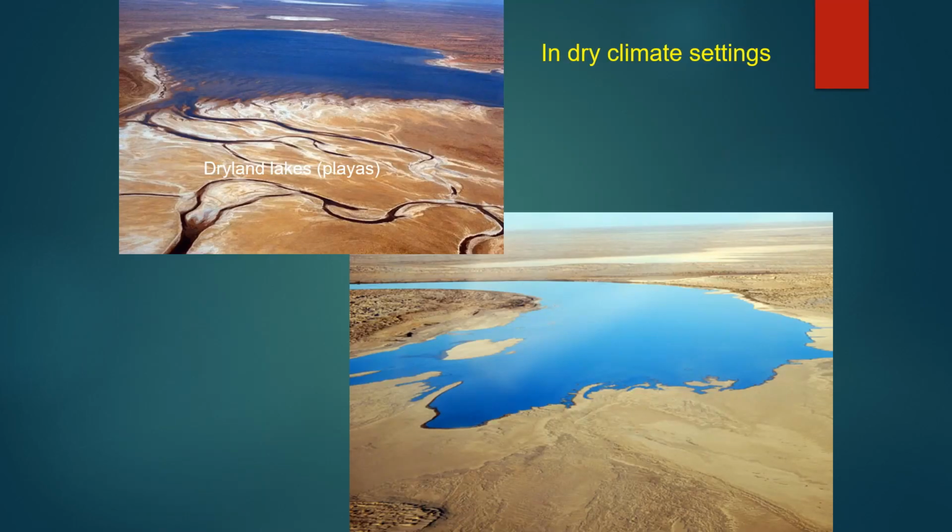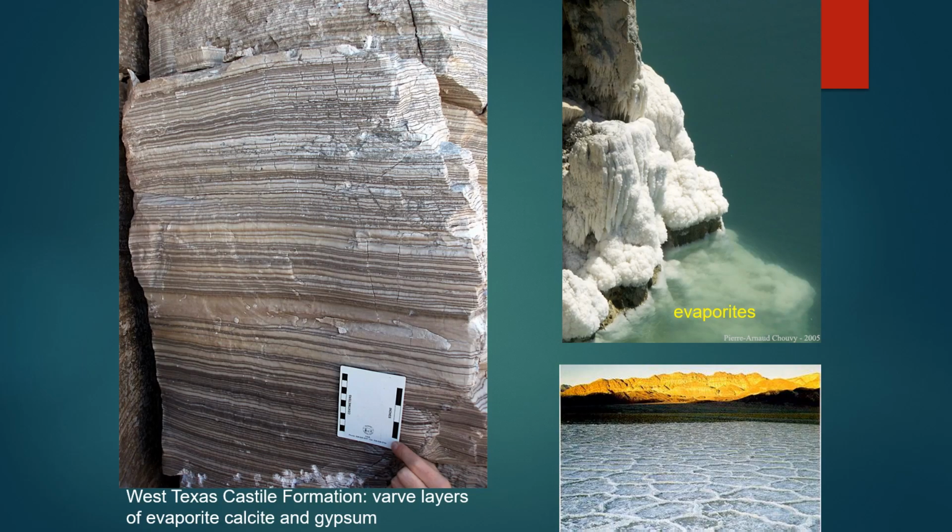In dry climate settings, the lakes in the desert will be charged by the rainwater. The lakes will also dry out soon after the rain. These types of lakes will produce deposits of evaporite minerals. Here are some pictures of a typical desert evaporite deposit from Texas.